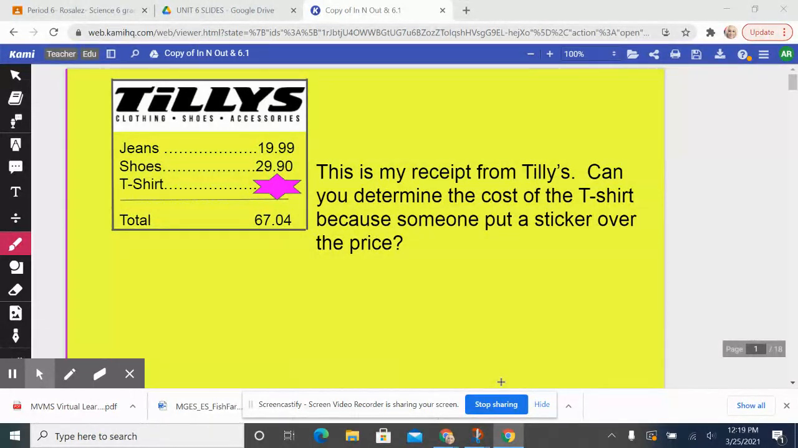It says, this is my receipt from Tilly's. Can you determine the cost of the t-shirt? Because someone put a sticker over the price. So what you would do, right, is add up the jeans and the shoes, and then you would subtract those from the total, right? And that would give you the t-shirt cost.